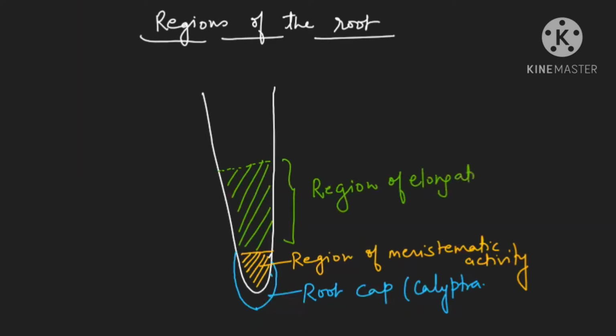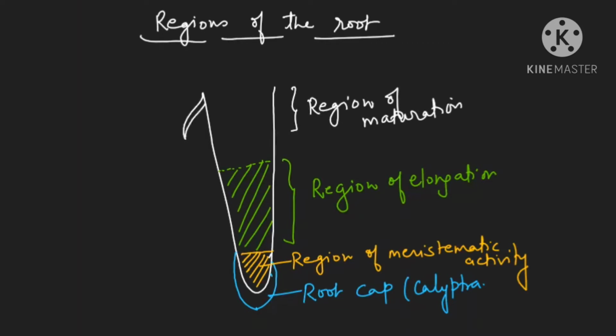After that will come the region of maturation. So this is the region of maturation. Now the cells have decided to behave as a parenchyma or collenchyma. From this region, we are finding a lot of root hairs will be formed.